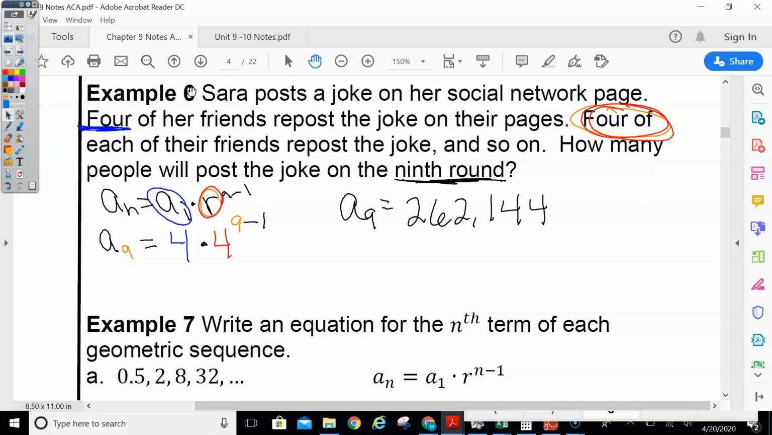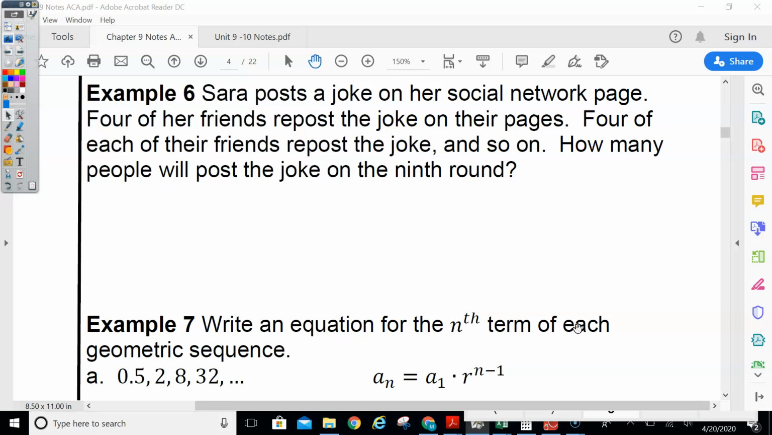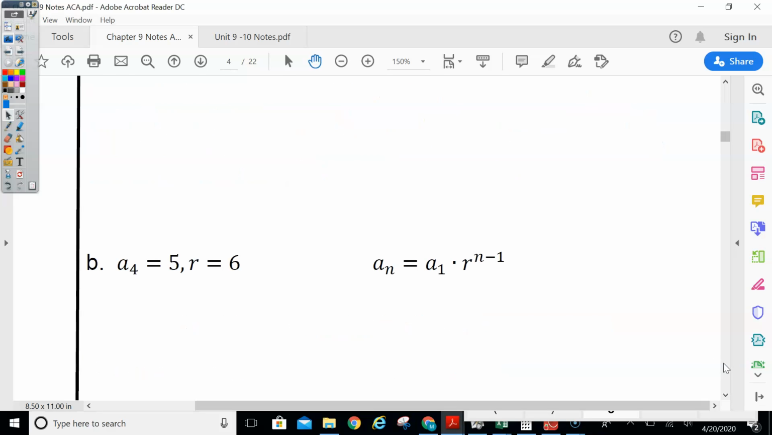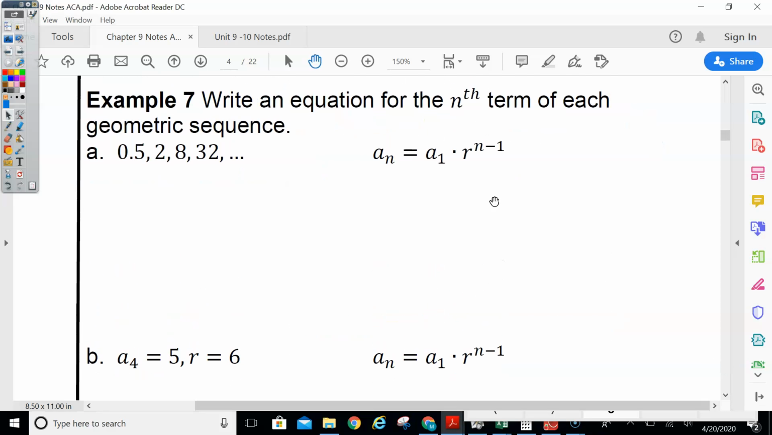Okay, and then these are the last 2. For sequences, both of these just want us to write an equation for the nth term. We've done this already, but then we use the equation. Here we just got to make the equation. Okay, so here's the formula. A sub n equals a sub 1 times r to the n minus 1.